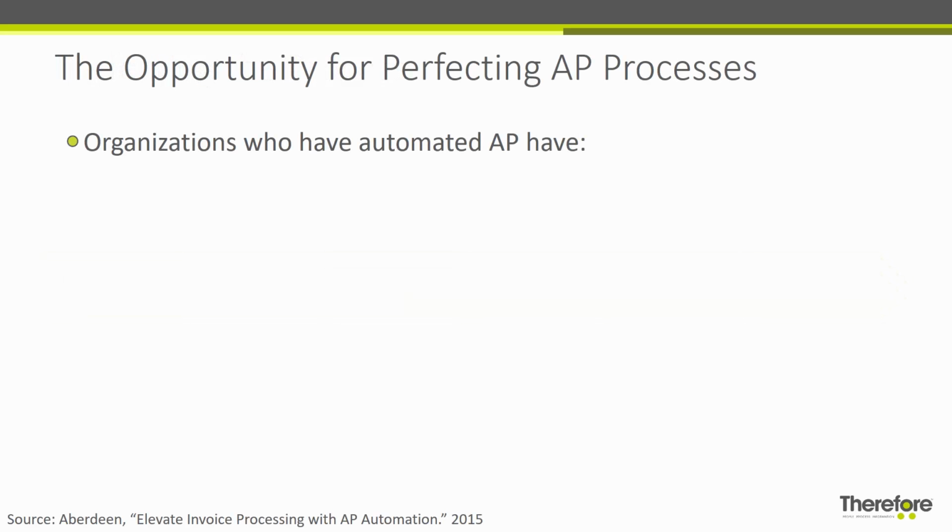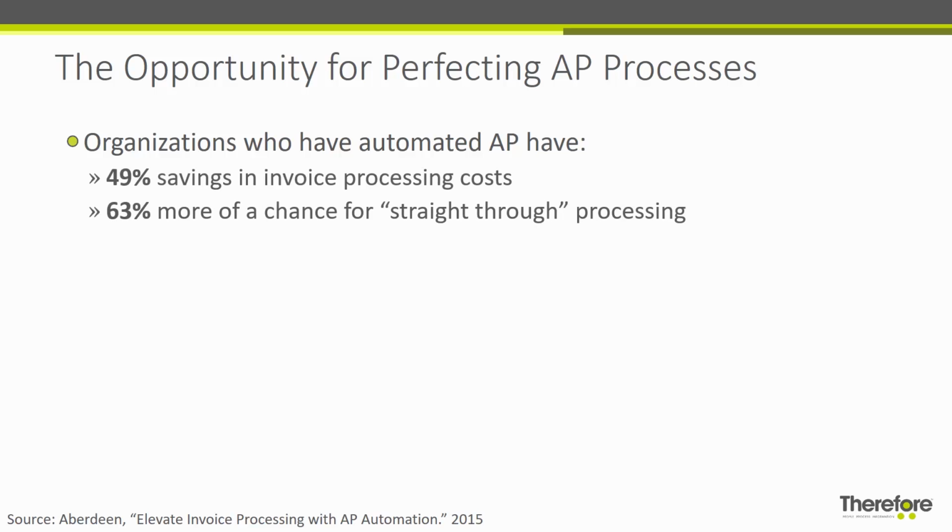So if we take a look at the opportunity for perfecting AP processes, research from the Aberdeen Group has shown that organizations with automated AP can reap quite a few benefits. First of all, a huge one is a 49% savings in invoice processing costs. There's also 63% more of a chance for straight-through processing, which means that an invoice is processed following all the normal steps without any corrective action or rerouting due to errors or delays.